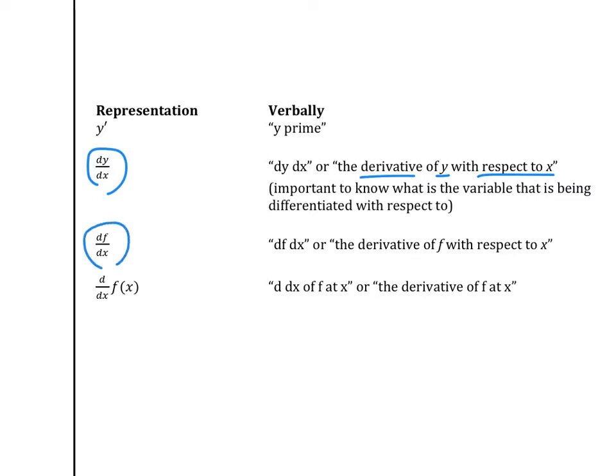Another way to say it is df dx. So df, f meaning f of x. Instead of saying y, we say f of x. Same idea, the derivative of f with respect to x. And another way of saying that is d dx of f of x, where this is the derivative part and this is the function itself. That happens a lot. Just keep in mind this thing, d dx, that's the derivative, and then it could be anything next to it. So just a quick overview of how derivatives are written.